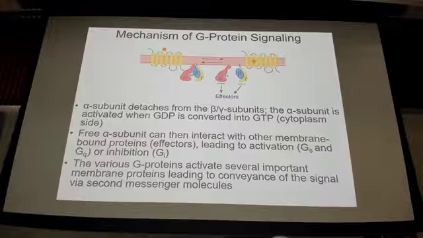So we're going to go over an example of how this works. So again, the alpha subunit will detach from the beta and gamma, and when that occurs, the alpha subunit is activated when GDP is converted to GTP on the cytosolic side. That free alpha subunit will then interact with other membrane-bound proteins, for example, adenylyl cyclase, and that is going to cause signaling of second messenger molecules.